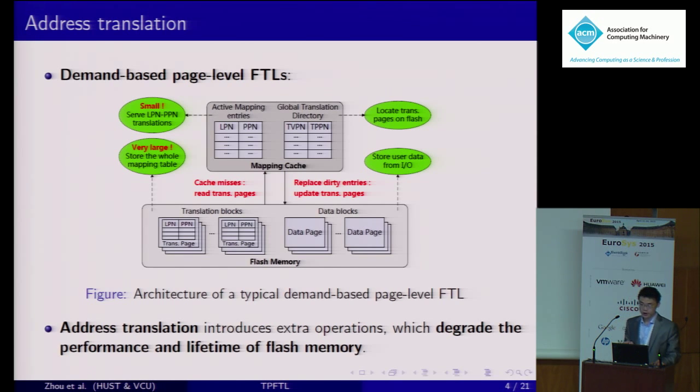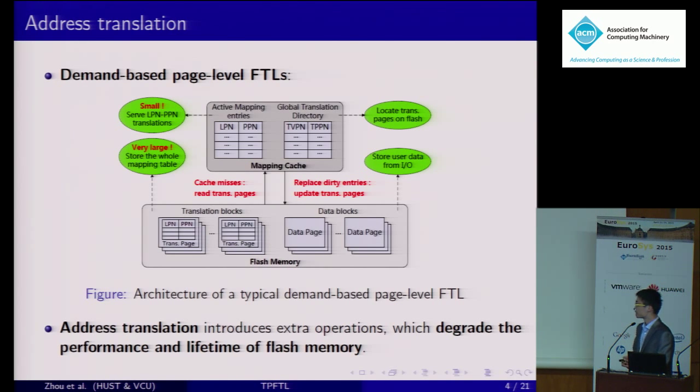When the requested entry is not cached, the FTL needs to read the entry from flash memory to the mapping cache, and if a dirty entry in the mapping cache is replaced, the FTL needs to write back the dirty entry from the mapping cache to flash memory. So, address translation introduces extra operations which degrade the performance and lifetime of flash memory.